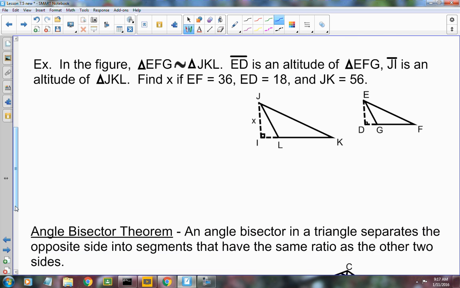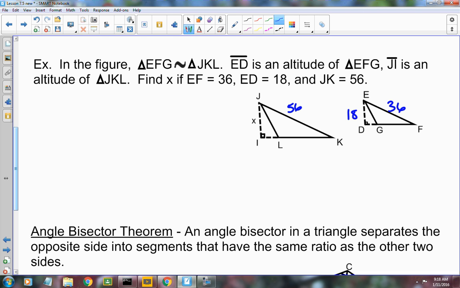Alright, here's another one. In the figure, triangle EFG is similar to triangle JKL. ED is an altitude of triangle EFG. JI is an altitude of triangle JKL. Find x if EF is 36, ED is 18, JK is 56. Okay. So these are altitudes. They're proportional to a pair of corresponding sides.